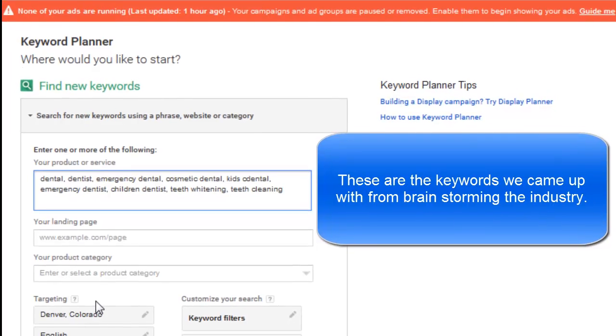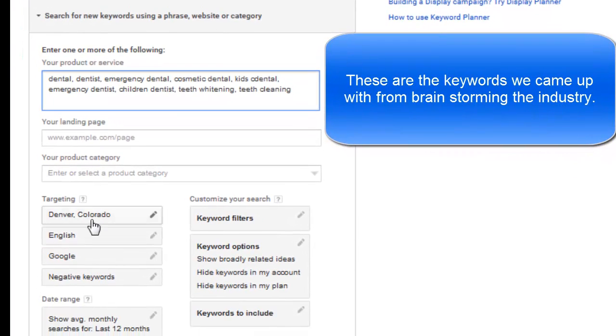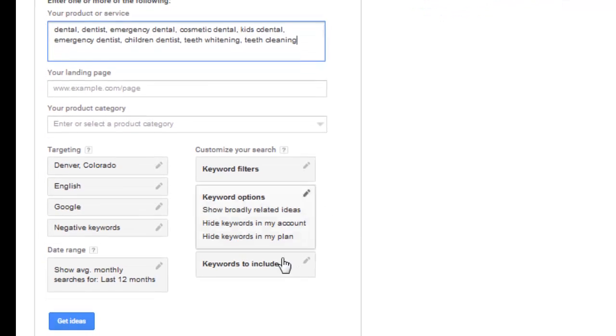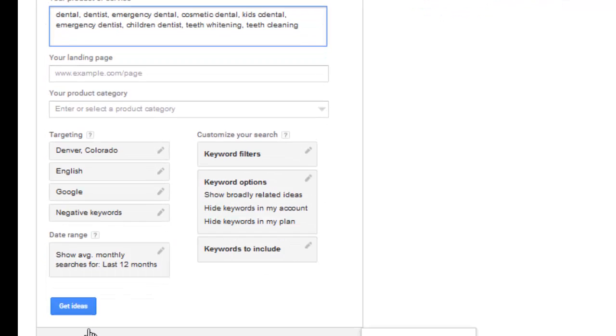So we have those there. And then because I'm targeting Colorado, I'm going to go ahead and put in Denver, Colorado here. And the language I'm targeting is going to be English. Now, if you're not tied to any specific geolocation, I wouldn't recommend putting in a location. If you are, I would recommend putting that location in, because it can trigger keywords that revolve around your location. This doesn't mean it's going to, but it has the possibility to. So I'm going to go ahead and get ideas.